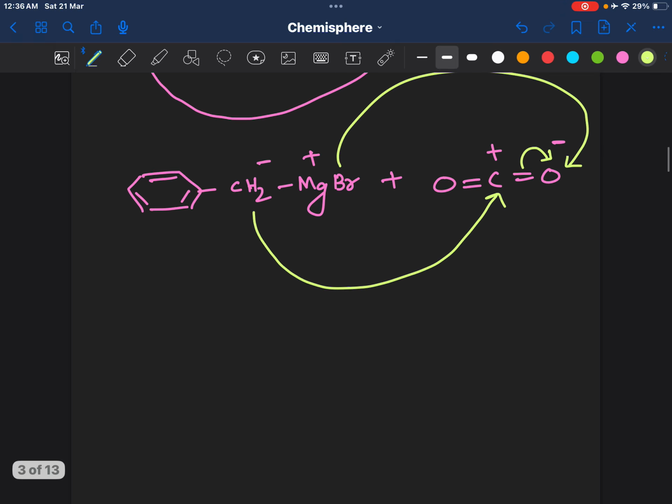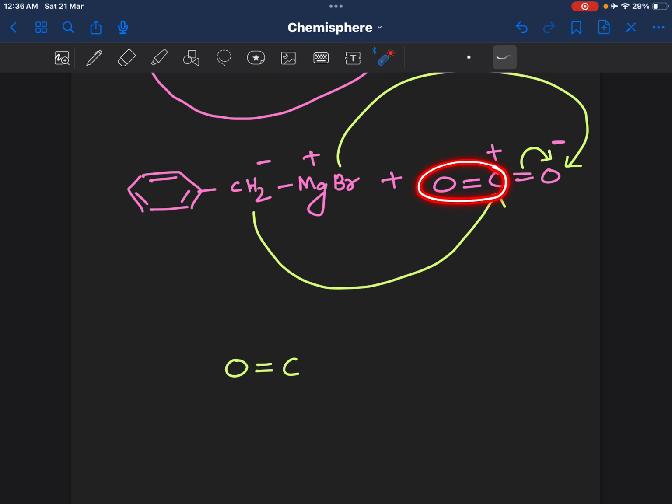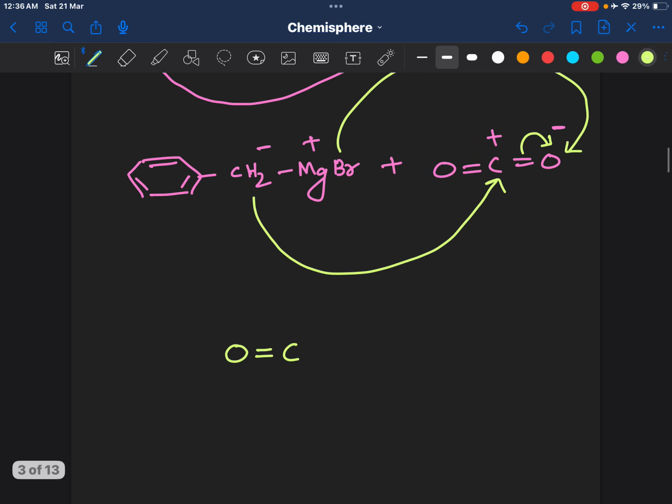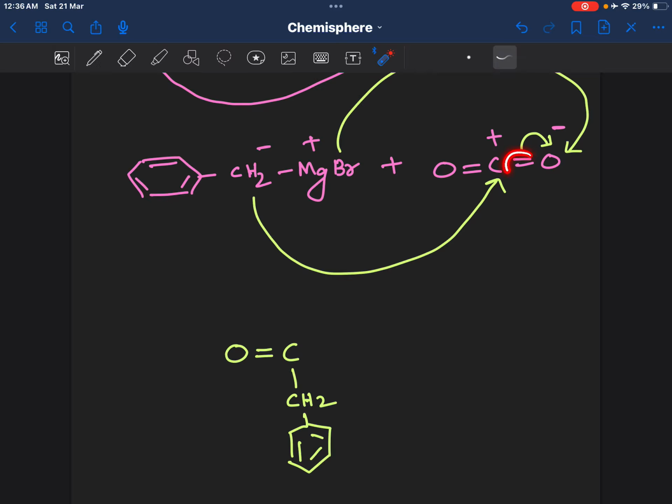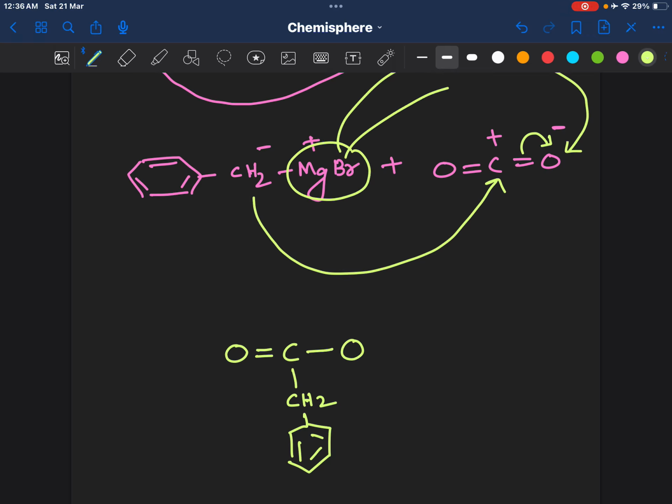So we will get, obviously C double bond O will be as it is, and then this group comes and gets attached here. So we will get CH2 and benzene ring. Also can you see this double bond will become a single bond because the pi bonds are becoming a lone pair there. So this becomes a single bond, and then MgBr goes and gets attached to this oxygen. So OMgBr. This is known as the addition product or adduct.